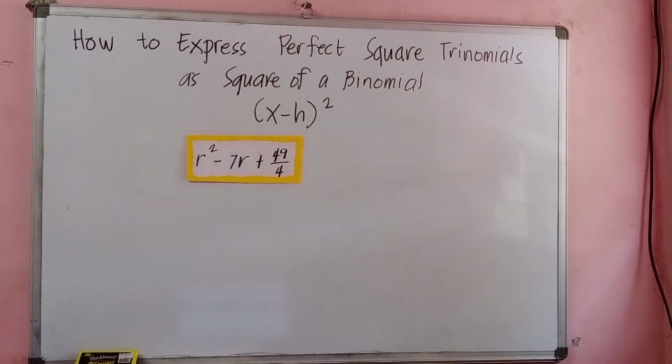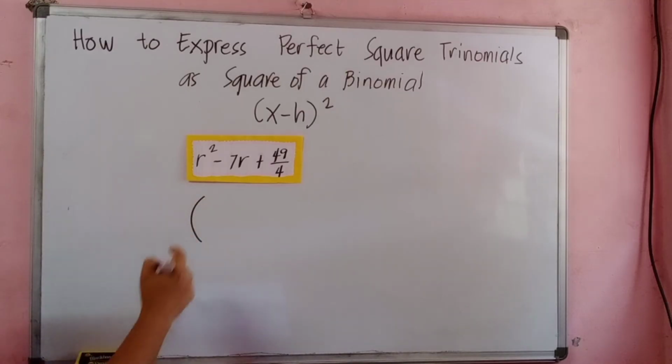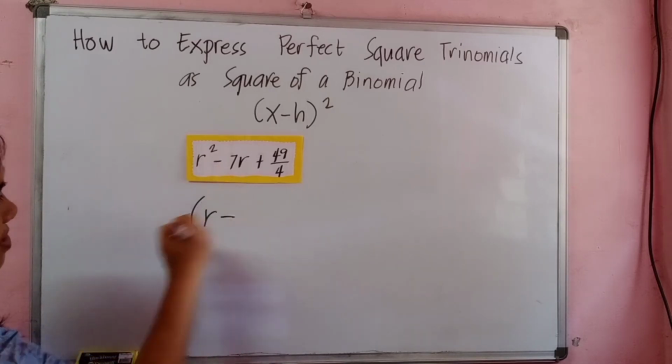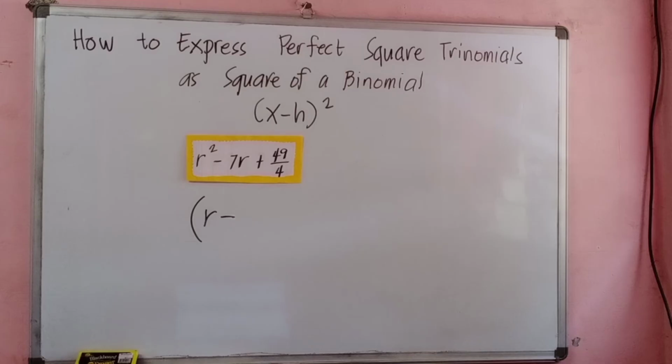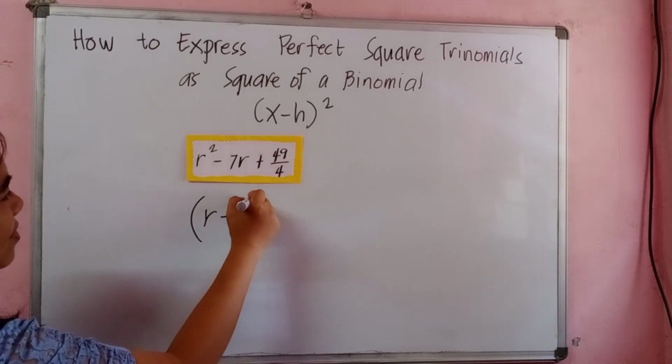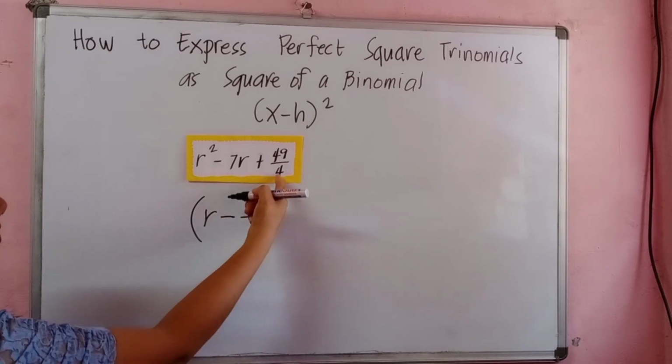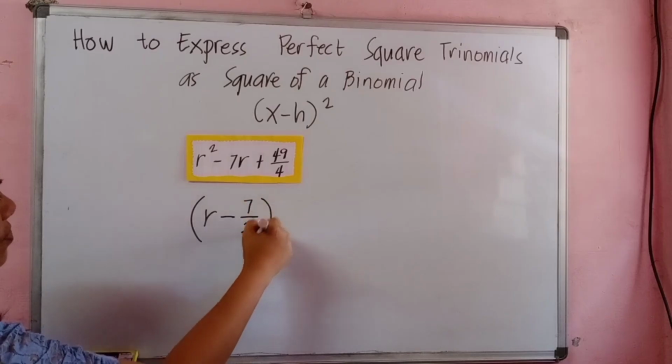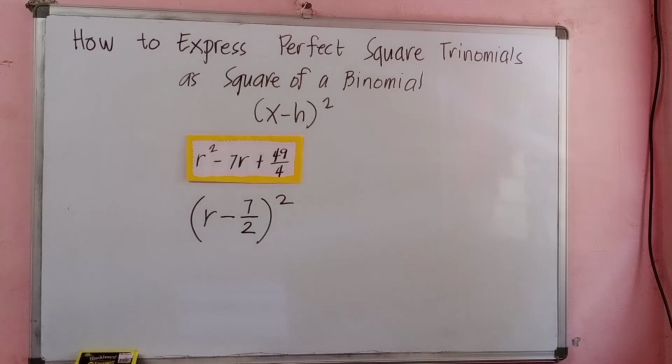Our next example is a fraction, but do not get distracted with that because the process is still the same. Get the square root of the first term, sign of the middle term, and then the square root of the last term. So 49 has a square root of 7, while 4 has a square root of 2, so we have r minus 7 over 2 squared.